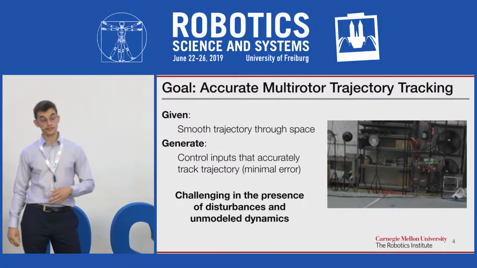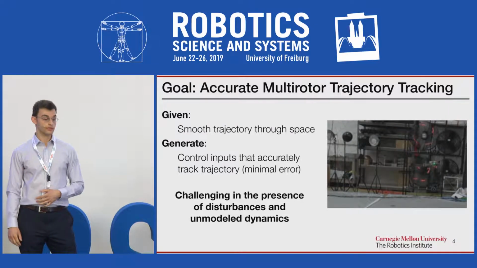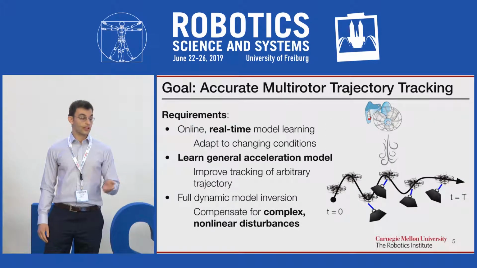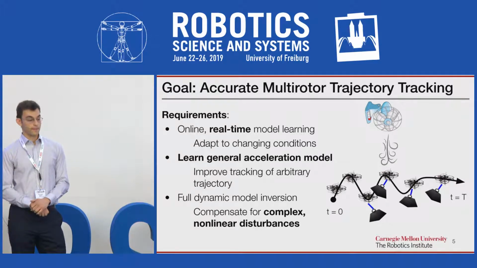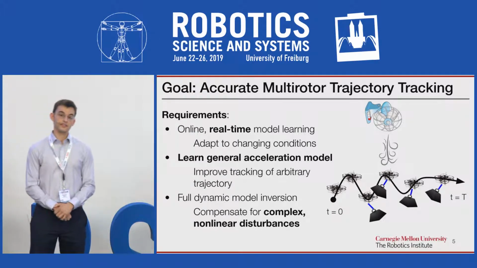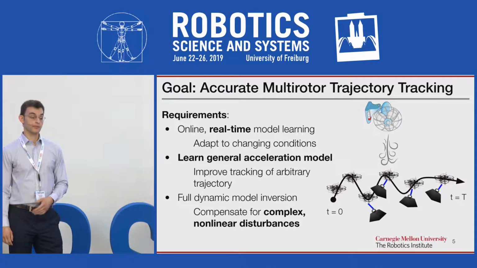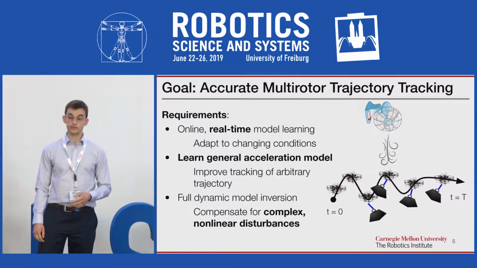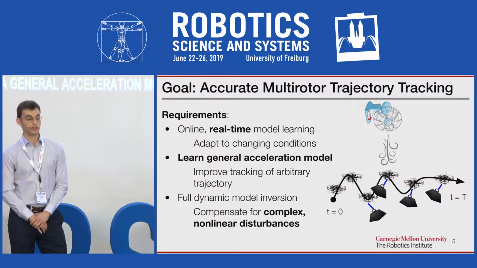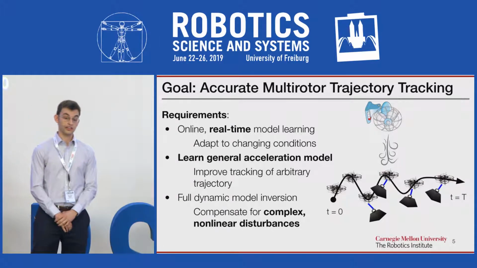However, this can be quite difficult in the presence of disturbances or unmodeled dynamics. So we want to be able to react to online changes to the vehicle dynamics. This requires a model learning technique that is efficient enough to be executed in real time. We want to learn a general acceleration model that can be used to improve the tracking of any arbitrary trajectory, and we want to be able to compensate for vehicle dynamics that may be complex or nonlinear.